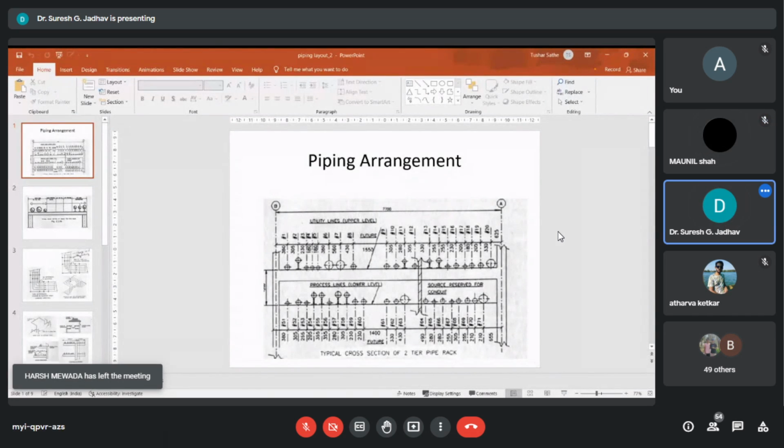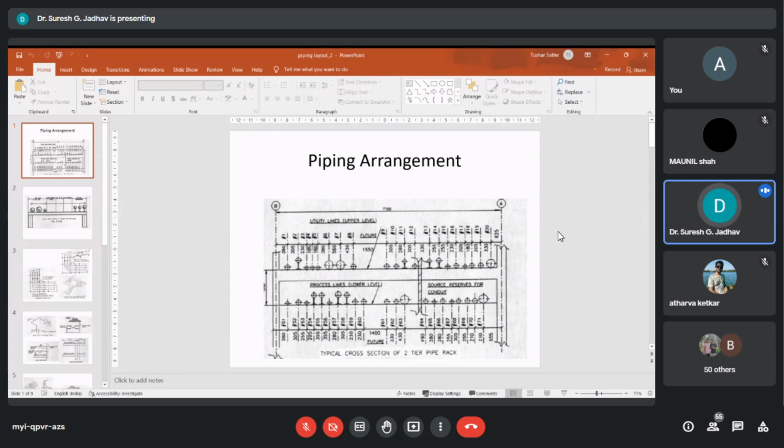Now see the piping arrangement. In the piping arrangement, here are shown the different utility lines in the upper level and process lines in lower levels. And here we mark some space that is reserved for the expansion lines.